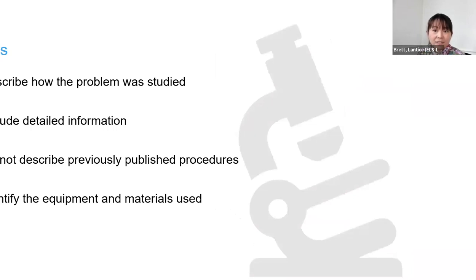The method section describes how you study the problem. It is important to be detailed. It is very important, so the readers should be able to reproduce the experiment. Any previously published procedures shouldn't be rewritten in detail. They can be noted in the references or described in the supporting materials section.